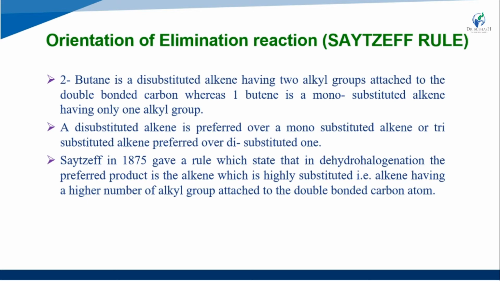According to the Saytzeff rule, given in 1875, the preferred product of dehydrohalogenation is the alkene which is highly substituted, that is, the alkene having a higher number of alkyl groups attached to the double bonded carbon atoms. This is the orientation of the alkene elimination reaction.